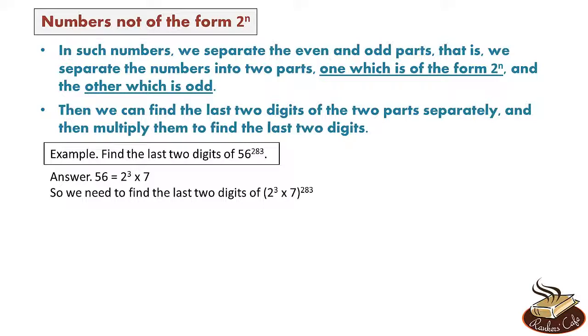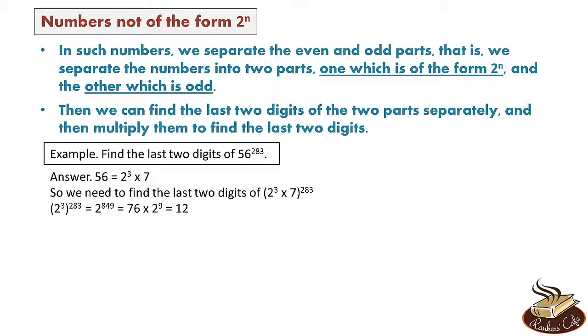Let's find the last two digits of 2 raised to the power of 3 raised to the power of 283 separately and 7 raised to the power of 283 also separately. 2 raised to the power of 3 and the whole number raised to the power of 283 is equal to 2 raised to the power of 849, which is equal to 2 raised to the power of 840 into 2 raised to the power of 9. 2 raised to the power of 840 has the last two digits as 76. So basically 2 raised to the power of 849 has the last two digits as 12, as 2 raised to the power 9 is 512, so the last two digits are 12.